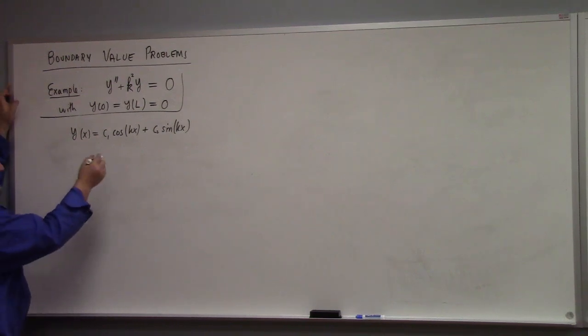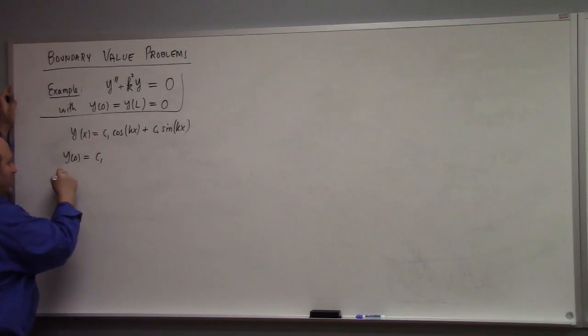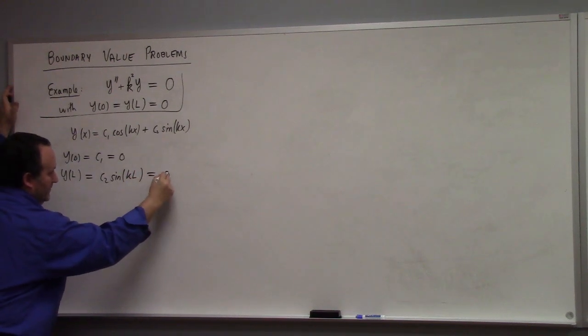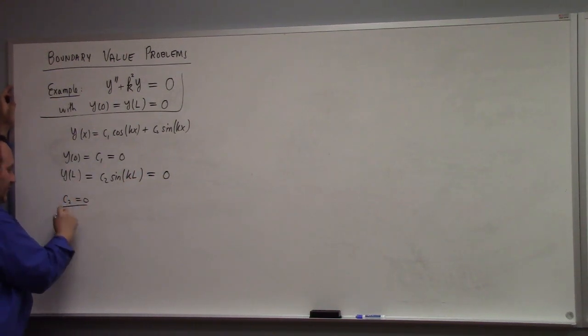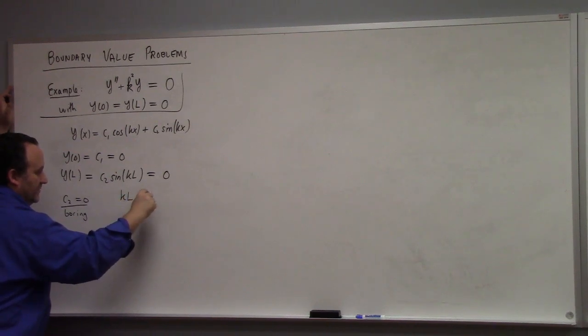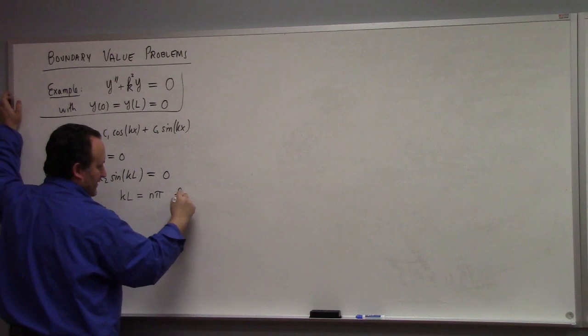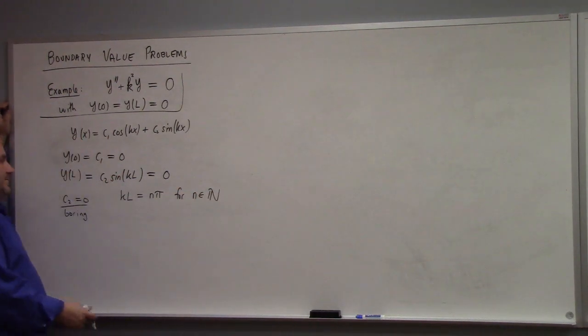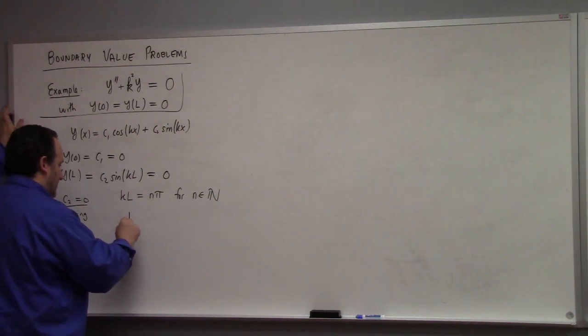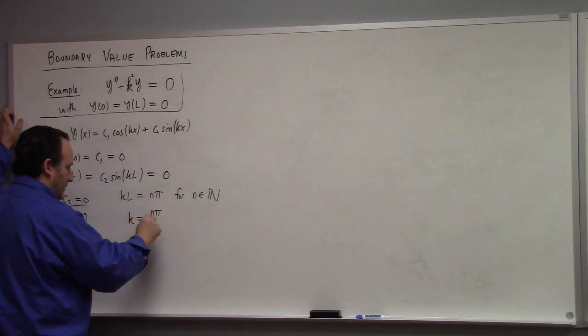So then, again, y of 0 gives me c1, equal to 0, right? Y of l, now we get c2 sine of kl. There we go. Equal to 0, which either tells us c2 is equal to 0, boring, or kl equal to n pi for n in the natural numbers without loss of generality, because that's what's going to give us a y which is non-trivial. If I put n equals 0, I'm back to the 0 solution again. We're looking for non-zero solutions here, okay? So this tells me that k has to be equal to what? N pi over l.